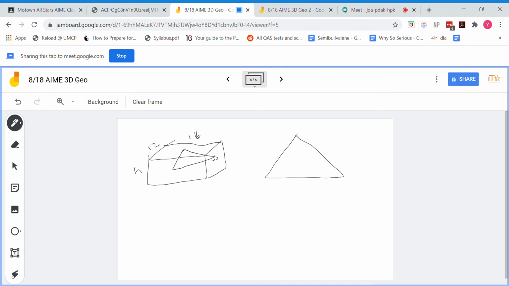So the area is 30, but we know that this length is 10, right? Because if we look at the 2D slice halfway through, the center here is the midpoint. So this length is half of this length, which is 20, and so this length is 10. Right, because this is 16, this is 12.